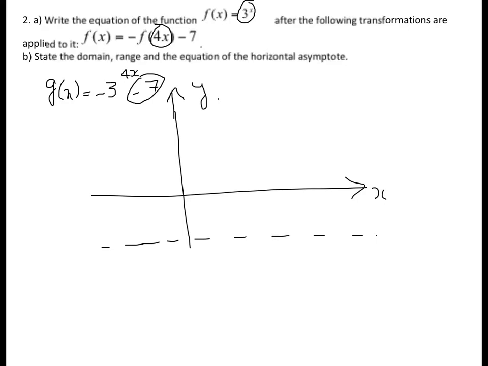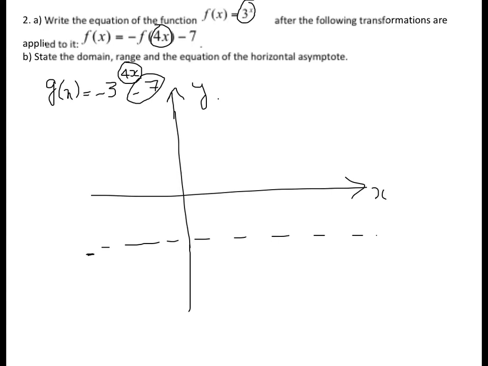Okay, so to plot this one, what I'm going to do is assign x to go to negative infinity. If x is negative infinity, 4 times negative infinity is negative infinity. 3 exponent negative infinity is 0. Now negative times 0 is 0. 0 minus 7 is negative 7. So this means when x goes to negative infinity, y gets close to negative 7 but never crosses it.